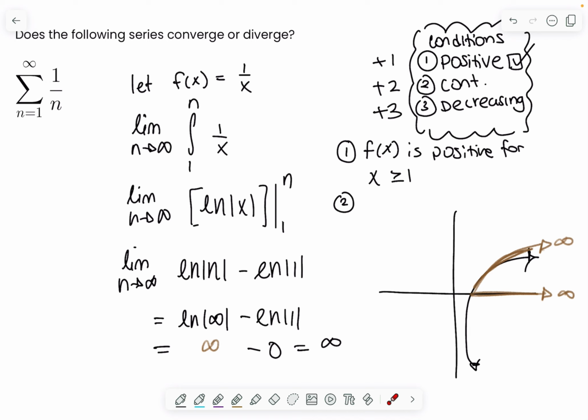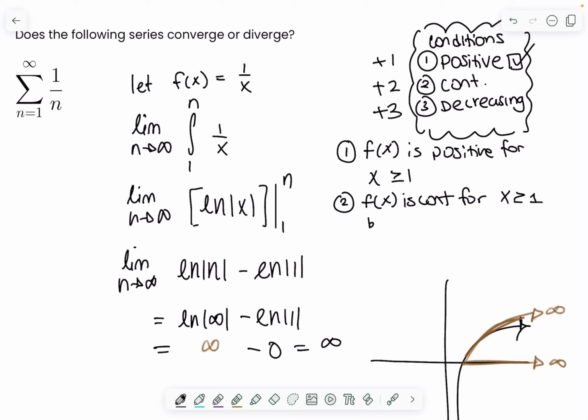Well, it means that it has no holes, it's smooth, there's no cusps, it's defined at every point. So that's the one that I use. I make sure that no matter what x value I can put in, it's always going to be defined. So I say f of x is continuous for, and then I do the exact same thing, greater than or equal to whatever number's here, keeping in mind that it's because f of x is defined for all x greater than or equal to 1.